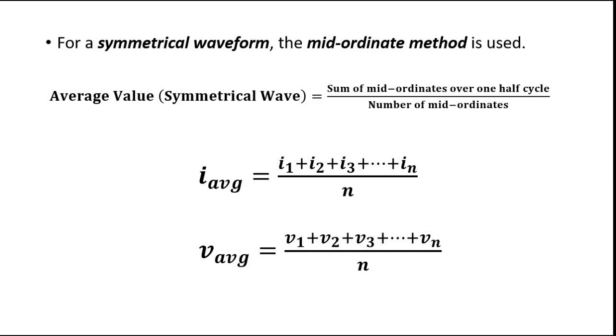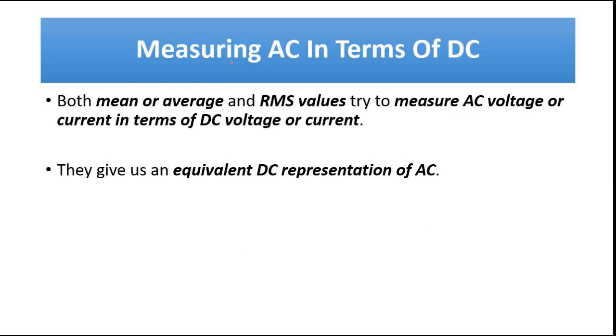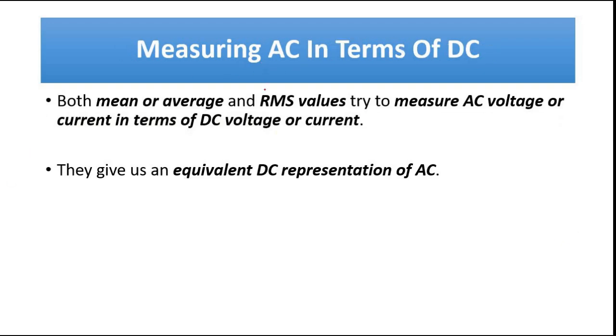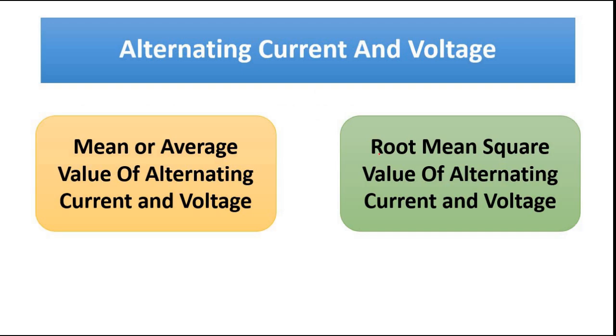But what exactly is it? Basically, when we calculate the mean or average value and also the root mean square value, what we are trying to do is measure the strength of AC in terms of DC. So we are trying to find an equivalent DC representation of AC. This is the entire essence of calculating mean or average and root mean square value. Here we are discussing mean, so we'll cover only the mean value.